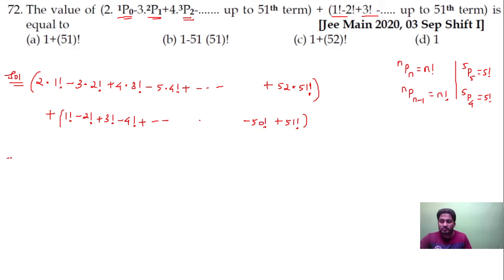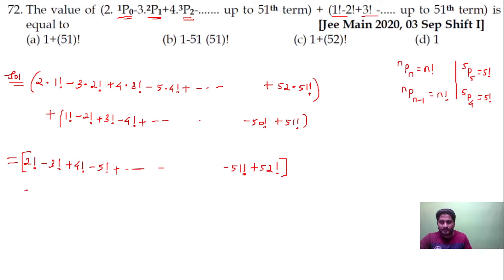Okay, now this is equal to 2 into 1 factorial will be equal to 2 factorial, 3 into 2 factorial will be equal to 3 factorial, plus this is 4 factorial, minus 5 factorial, and so on. Okay, last term will be equal to plus 52 factorial. One term before this will be equal to 51 factorial.